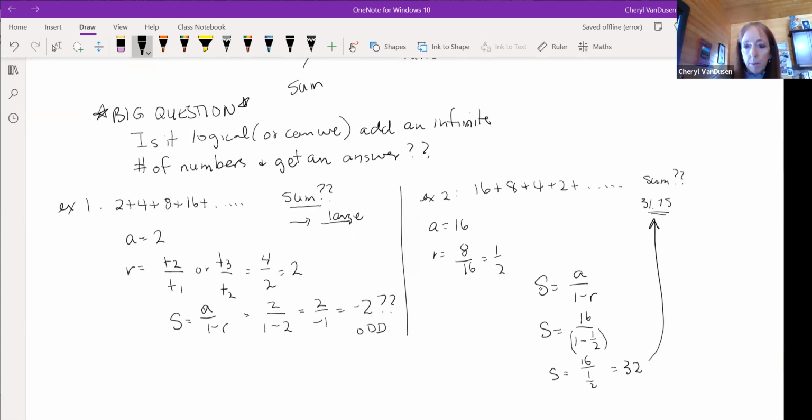It looks like the answer should be yes, because in example 2, as we added more and more numbers, we got closer and closer to 32. So we say that we're approaching 32, and therefore the sum, if we could do this forever and ever, would be 32.